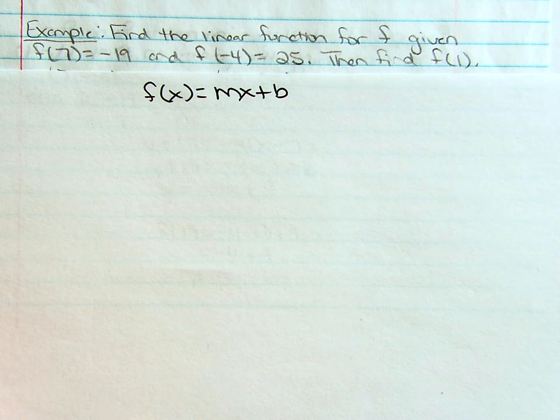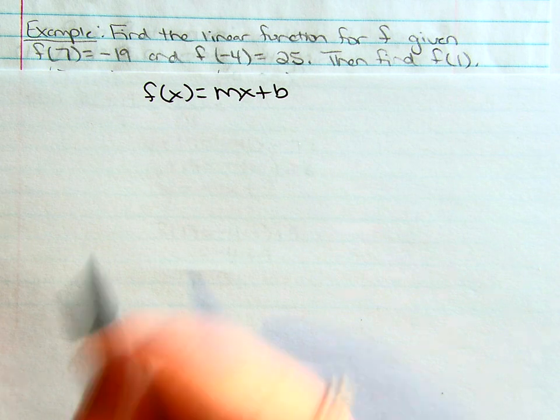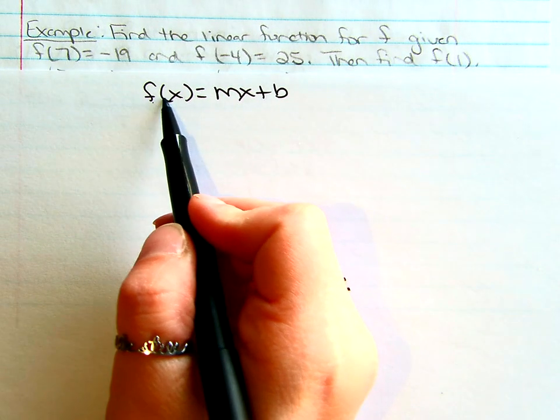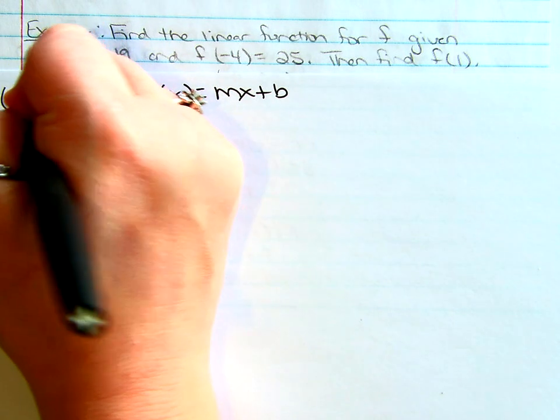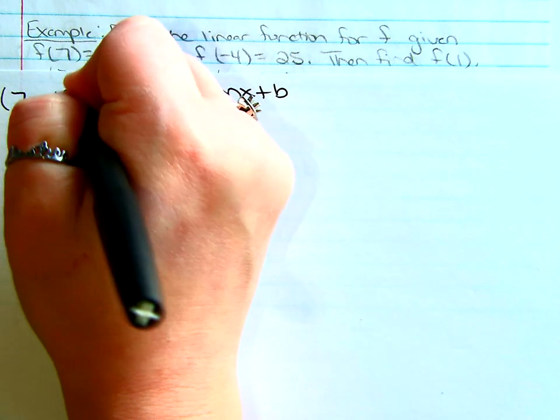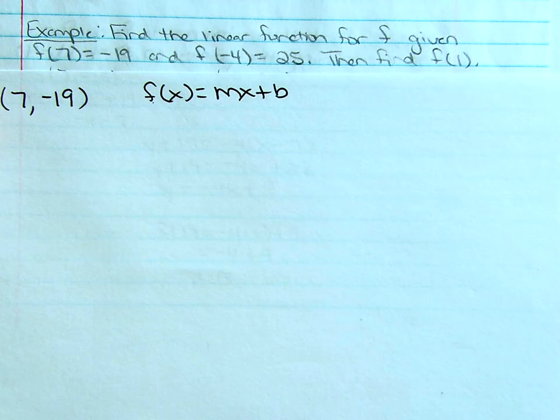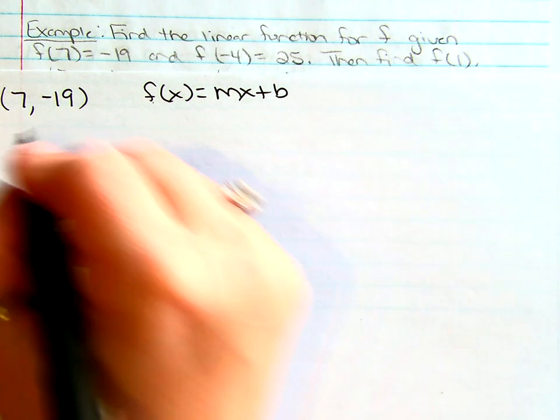So we're finding the linear function given that f of 7 is -19 and f of -4 is 25. Now remember, this f of 7 is -19. Well, notice, look what's inside. It's f of x. That means 7 is the x value, and -19 is the y value. That's what that is telling us. And the other, f of -4 is 25, is telling us our other point.